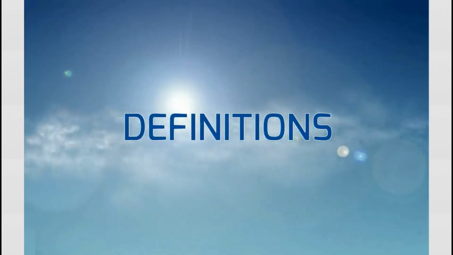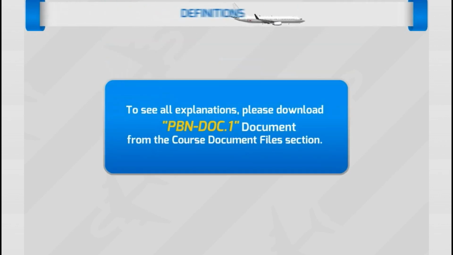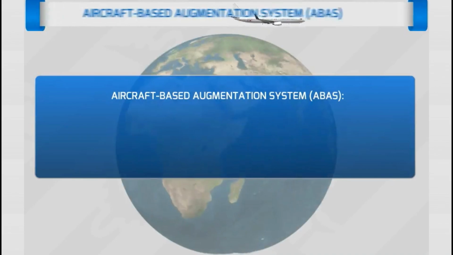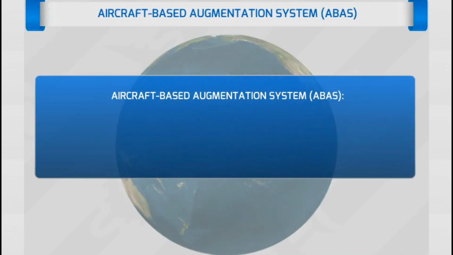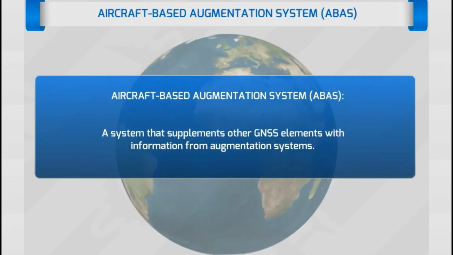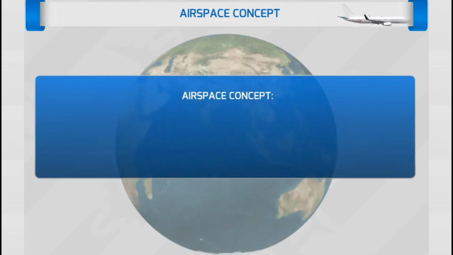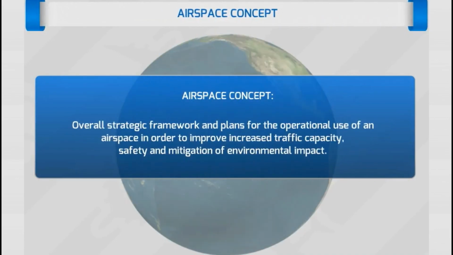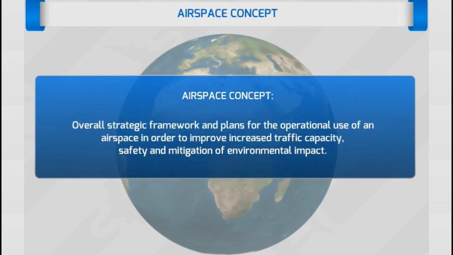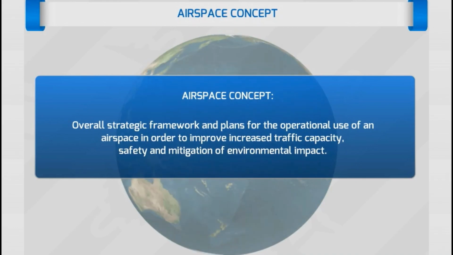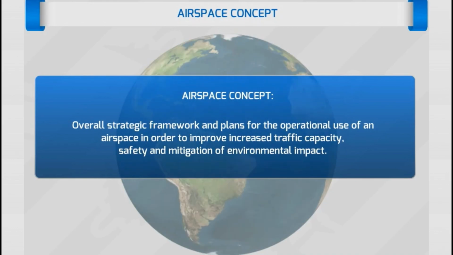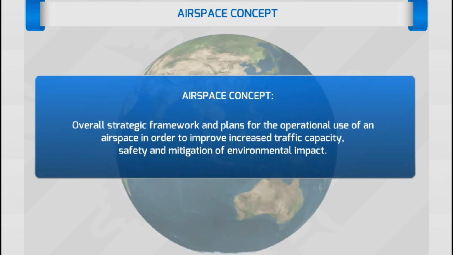Definitions. We first need to define some of the terms we will be discussing in this presentation. Aircraft-Based Augmentation System, ABAS. A system that supplements other GNSS elements with information from augmentation systems. Airspace concept. Overall strategic framework and plans for the operational use of an airspace in order to improve increased traffic capacity, safety, and mitigation of environmental impact.